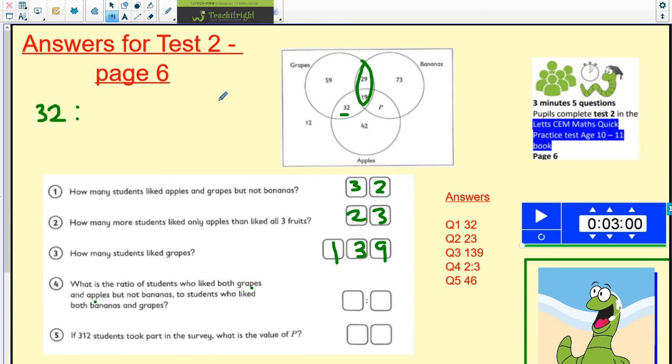So let's do that. 29 plus 19. Again, if I'm just doing it in my head, I would add on 20 and then take 1 away. That's the same as adding on 19. So 29 plus 20 is 49. Take away 1, 48.